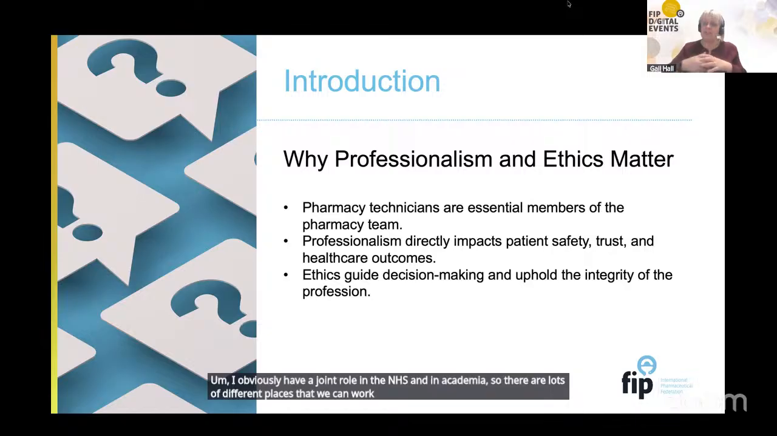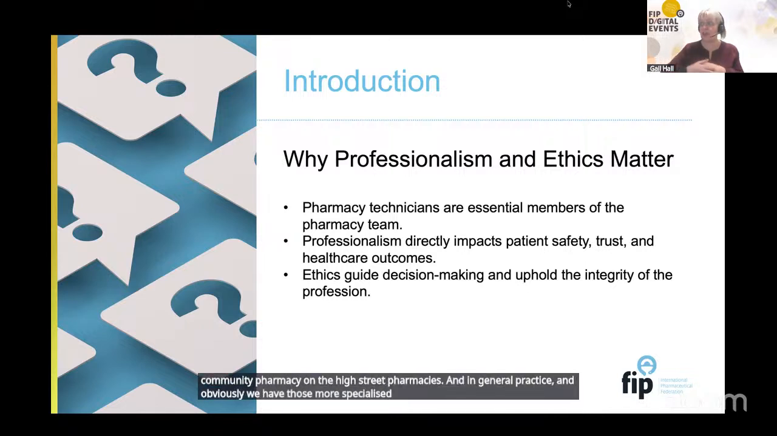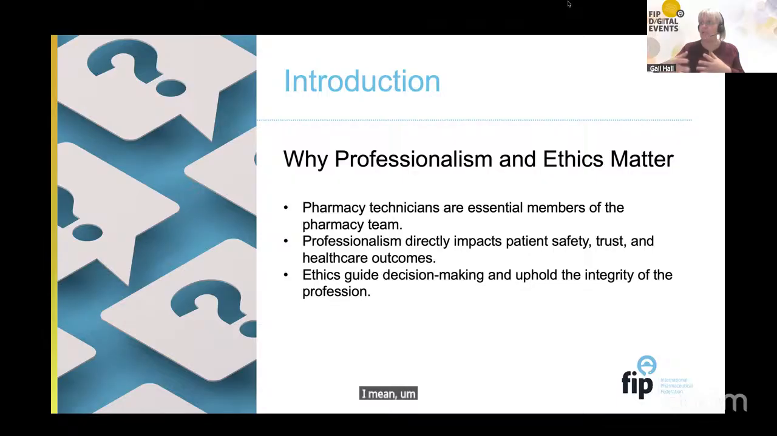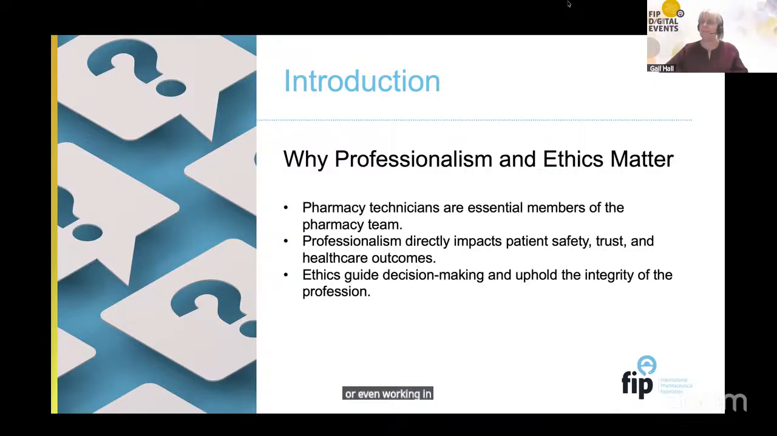This includes secondary care, which is acute and mental health hospitals, community pharmacy on the high street, pharmacies, and general practice. And obviously we have those more specialised roles that some of us are in, including things like health and justice, so working in the prison sector, or even working in the armed forces.